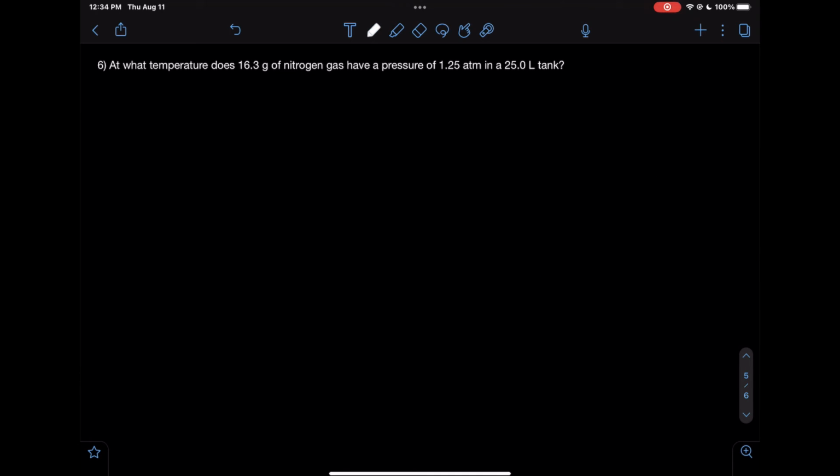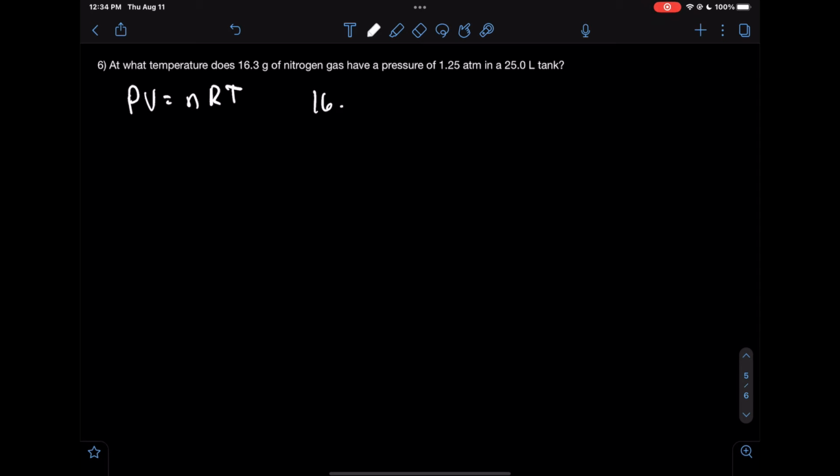The final problem we have for this video is number 6, and it says that at what temperature does 16.3 grams of nitrogen gas have a pressure of 1.25 atm in a 25-liter tank? So just like in the previous problems, we're actually going to go ahead and use the PV equals nRT equation here as well. Now, the question gives us the mass of nitrogen gas in grams. So as we know, we need to convert the grams to moles.